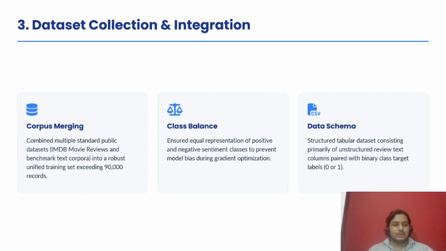For dataset collection and integration, corpus merging: I combined multiple standard public datasets including IMDb movie reviews and benchmark text corpora to form a unified training set of over 90,000 records. Class balance: an equal representation of positive and negative classes was ensured to prevent gradient optimization bias. The data consists of tabular rows pairing unstructured raw review text with a binary target label, 0 for negative and 1 for positive.